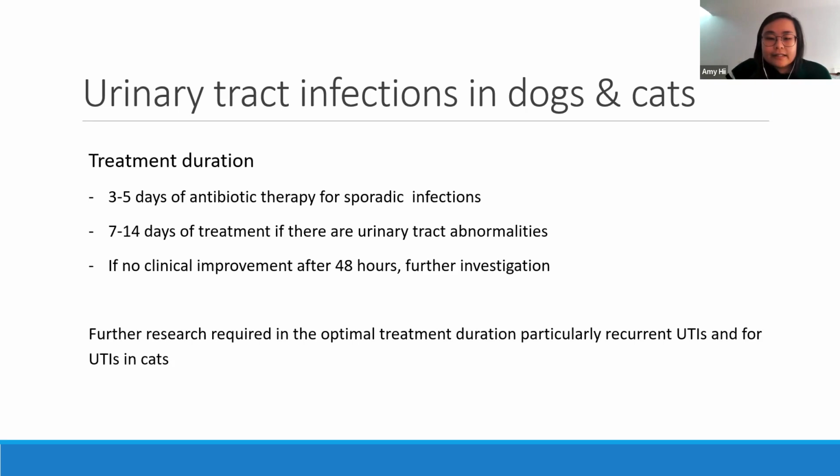Ideally, we need studies that have the same antibiotics, but compare different lengths of treatment to establish the ideal treatment duration for each drug. It is also important to keep in mind that both studies only involved uncomplicated cystitis cases and dogs specifically. There needs to be further research into the optimal treatment duration for more complicated UTIs or recurrent UTIs, and for UTIs in cats.